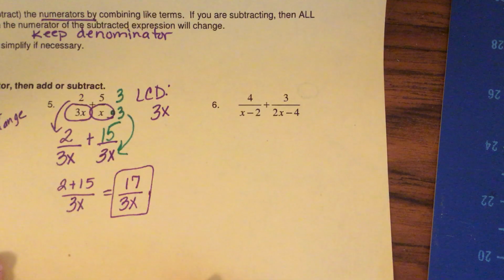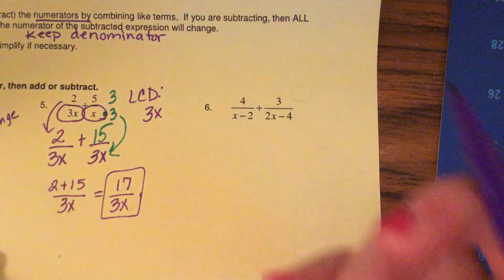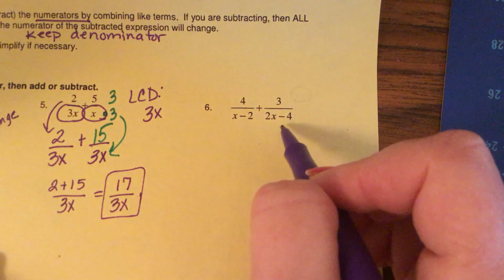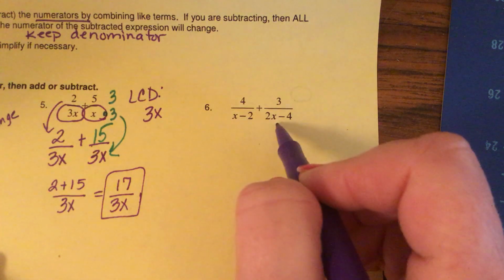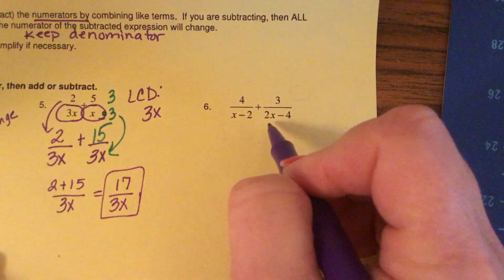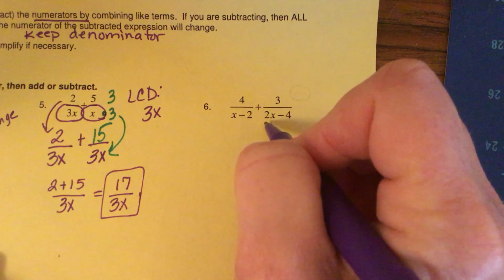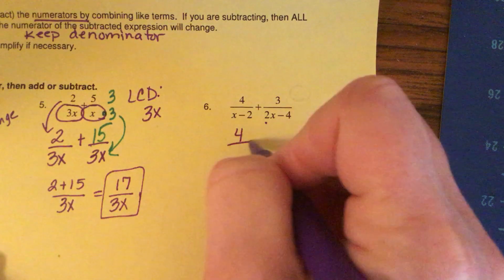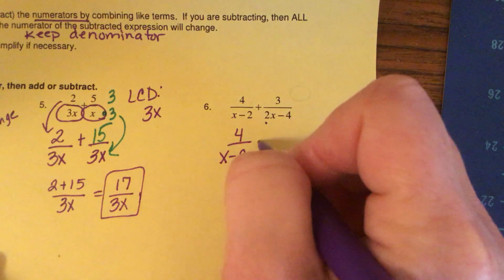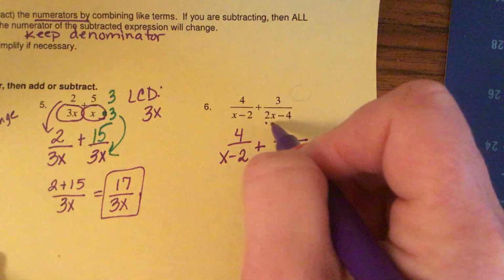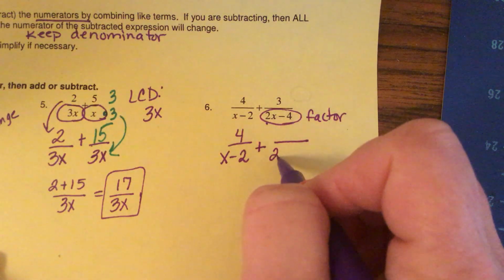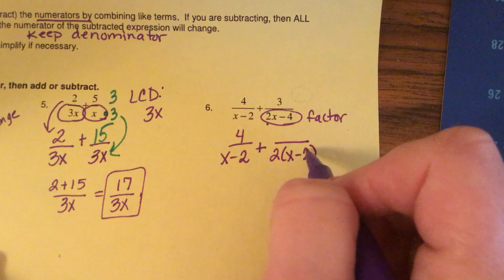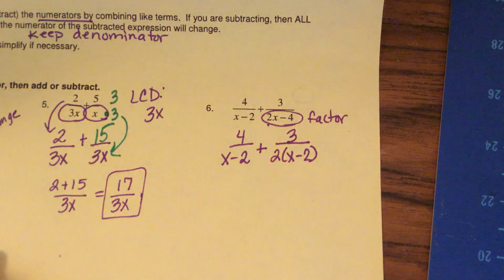Okay, number 6. This is where we need to factor, because if you're looking at this, some of you may see that if I multiply by 2, I would get 2x minus 4. But let's go ahead and factor this. I'm going to keep the first one, x minus 2. But this one I want to factor the bottom. We can take a 2 out, and we're left with 3 over 2 times x minus 2.